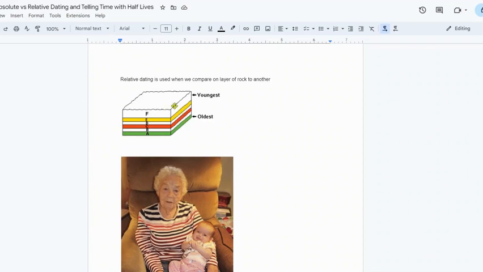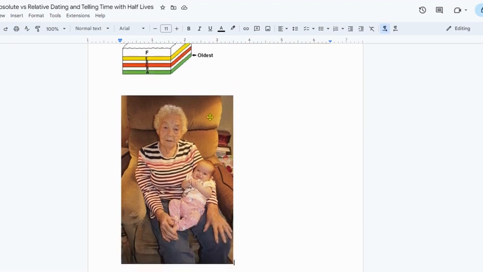We remember that in relative dating, I can't know a specific age. I don't know how old C is. Well, I know that it is younger than B, but I know that it is older than F. So right here, this would be relative dating. It will not give us a specific age. Remember, C is older than F.